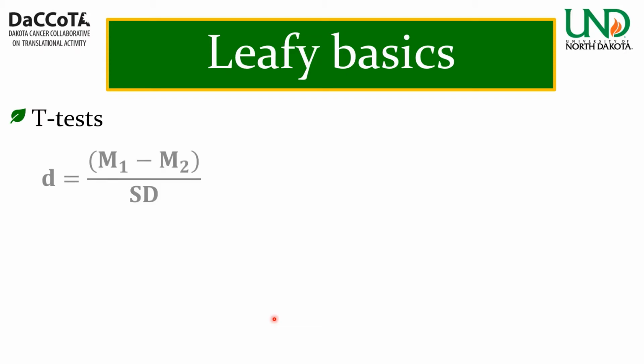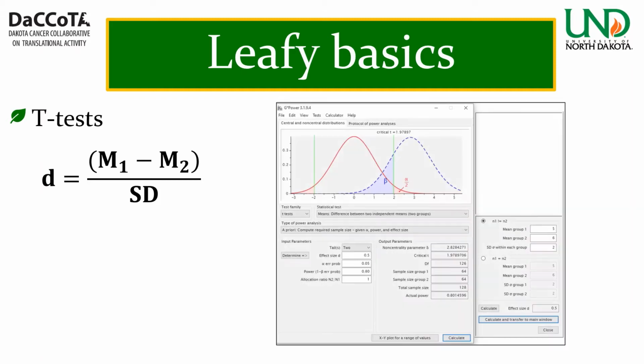Let's practice some basics while we're here. So for a t-test, the effect size is denoted by d and is the difference in means divided by standard deviation. So mean difference, standard deviation. Starting out in G*Power here, I've entered two means, 5 and 6, and the standard deviation of 2 within each group to calculate a certain effect size.